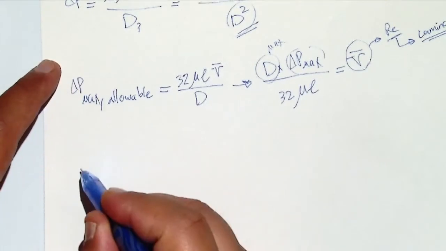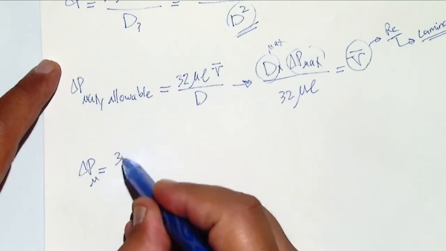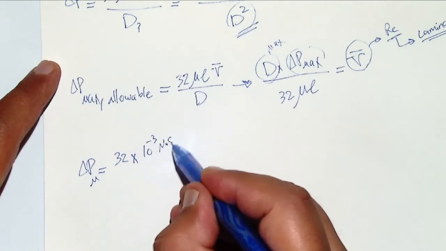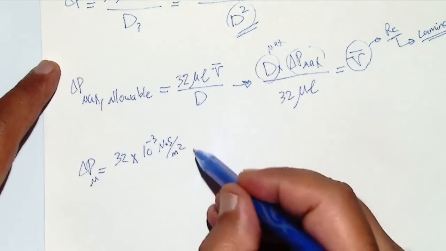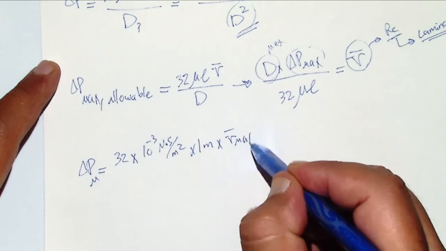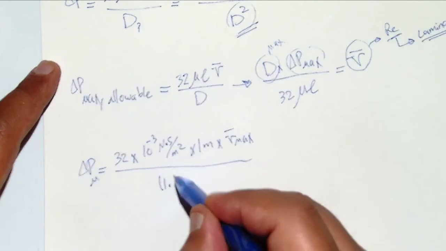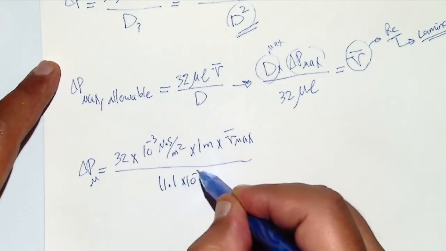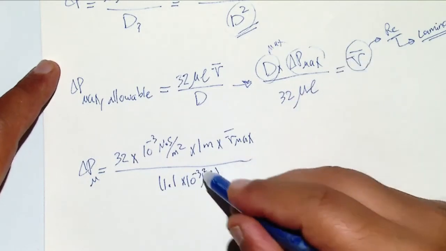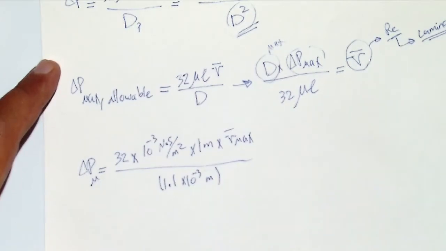So delta P max allowed can be found by the equation as 32 times 10 to the power of minus 3 Newton second per meter square, which is mu, times L, which is 1 meter, and V bar max, that we don't know yet, but we can find it by the critical Reynolds number, over 1.1 times 10 to the power of minus 3 meters. It doesn't have power 2, it's going to be meter.